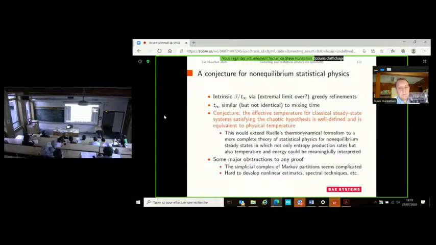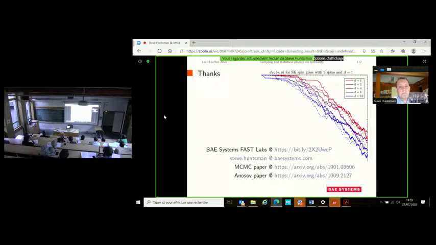And I'll say that any proof seems like it will be extremely complicated because there are lots of technical difficulties involving the different Markov partitions. You've got to do lots of nonlinear estimates for these maps. So it seems like it would be quite hard to get any sort of proofs.